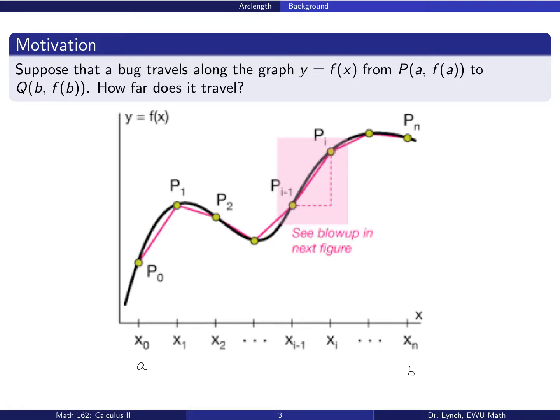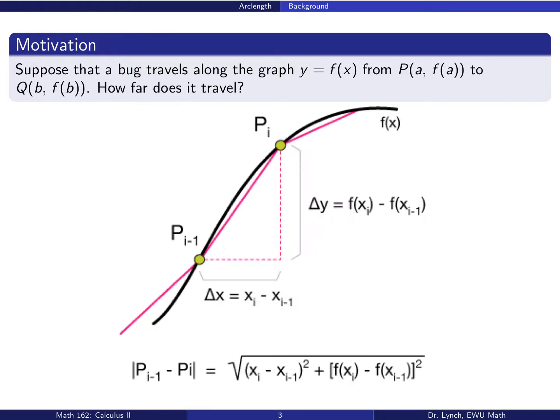As usual, the way we'll stylize this is by discretizing, or dicing, our interval from A to B up into n subintervals of equal width, delta x. On each subinterval, we'll connect the points associated with that subinterval by a straight line. And it turns out that the length of that straight line will give us an approximation for the length of the curve. So here's what I mean by that.